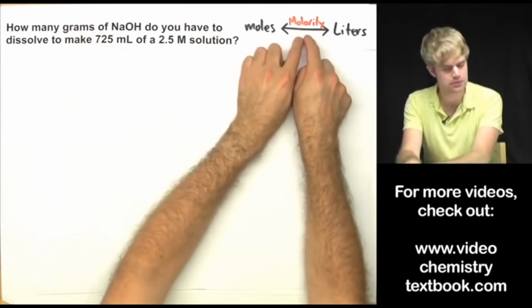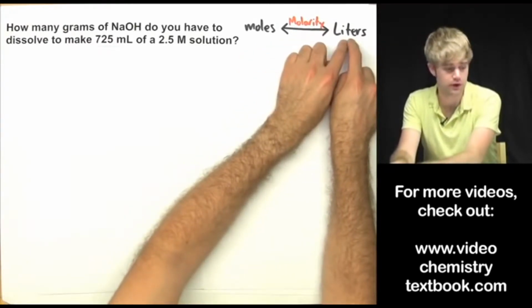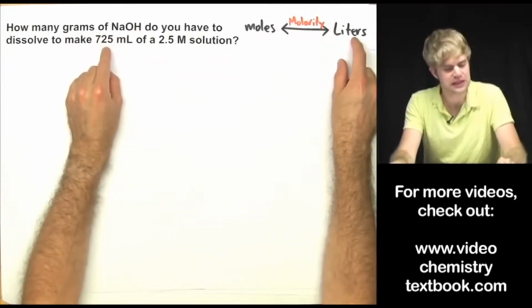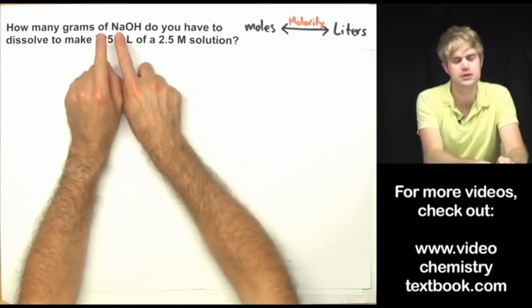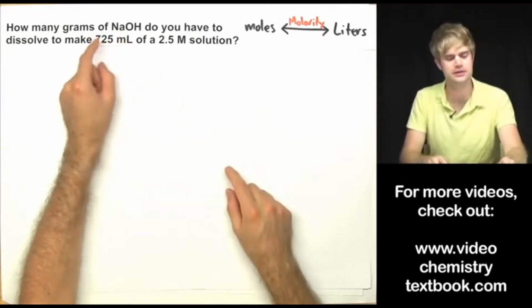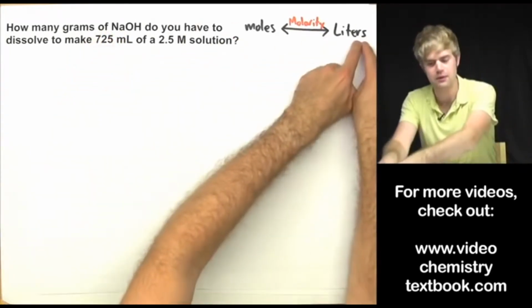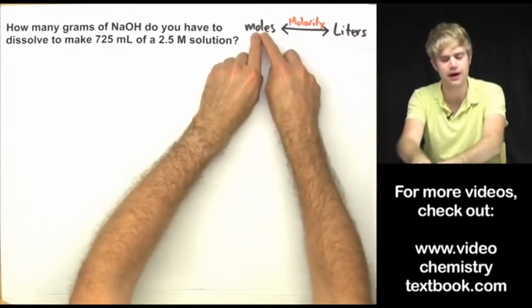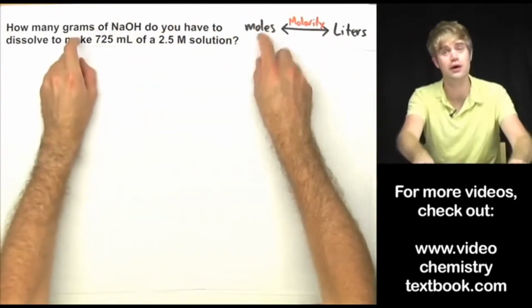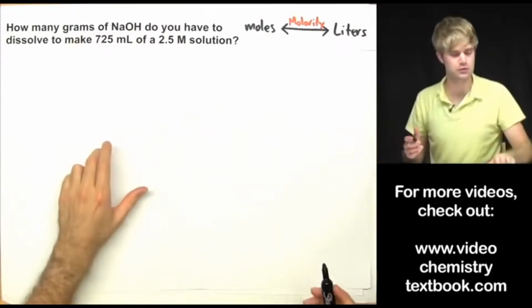What we can plug into molarity is liters. That's the volume. Now, the volume here isn't given to us in liters, but it is given to us in milliliters. It's relatively easy to turn this into liters, then we can use molarity to get moles, and then finally, we'll convert from moles to grams. So those are the three steps that we'll use here.